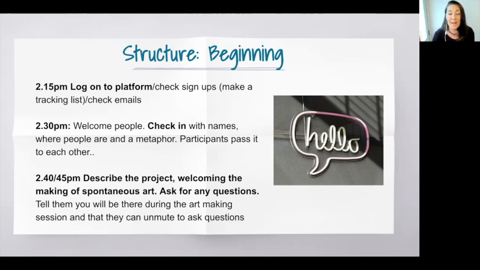After that, and we've gone around and I've asked people to pass to another person, I then, at about 2:40, 2:45, describe the project, welcoming the making of spontaneous art. I then ask for any questions. And then I tell them that I will be there during the art making session and that they can unmute to ask questions or send me a message in the chat if they're not sure of anything.